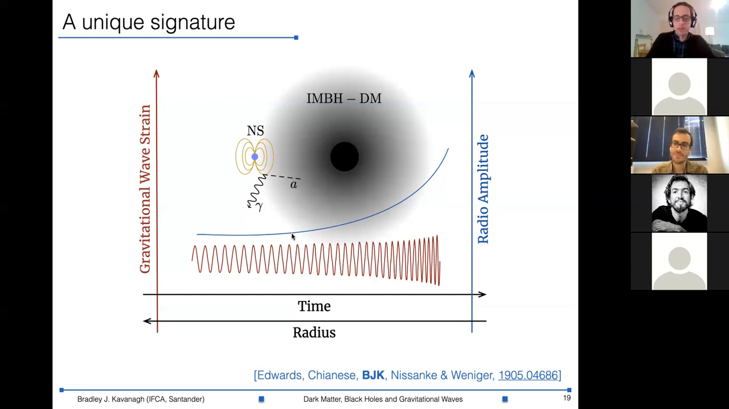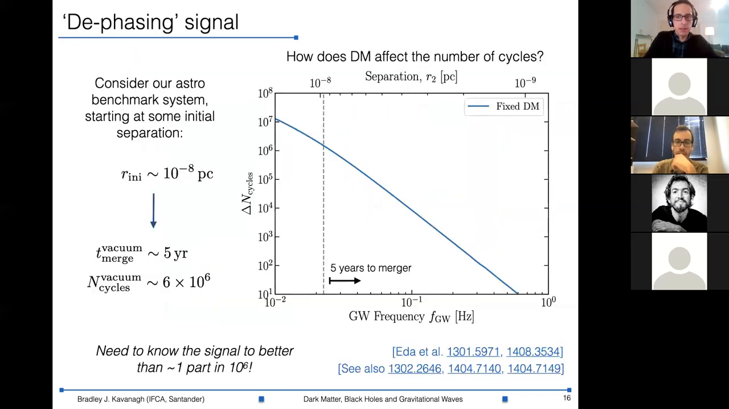So I have a question, Bradley. You're saying that the change in the number of cycles can be up to some millions, right? Yeah, I think it's like 10^6. Okay. But maybe I'm wrong about this, but my understanding is that we only see in gravitational waves the last bits of the inspiral. So we don't see millions of cycles at the end.